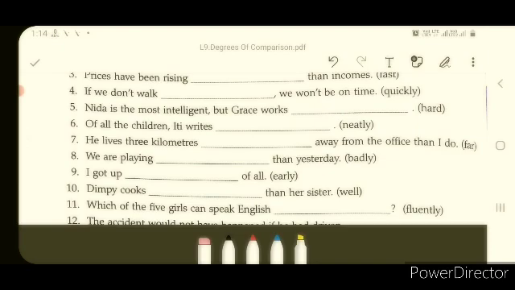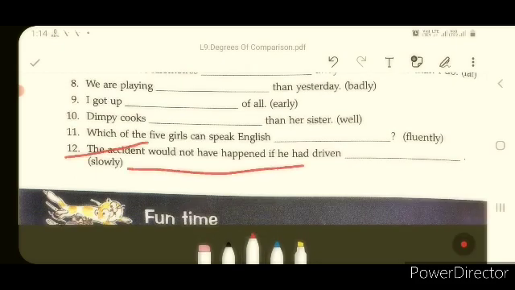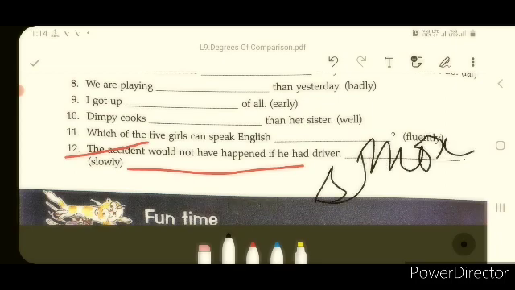Okay. Number 12, I'll help you with. See here. The accident would not have happened if he had driven dash. Driven what? More slowly. Comparison. Right. Because he drove very fast. That's why the accident happened. So he should have driven more slowly. Okay.